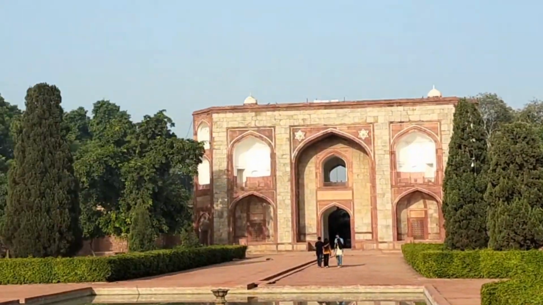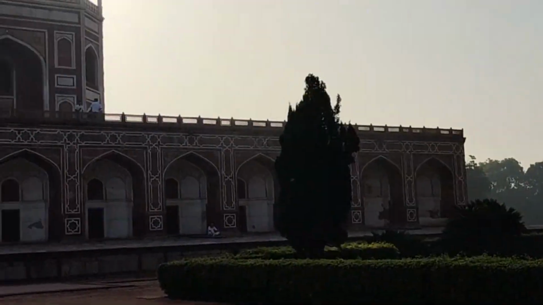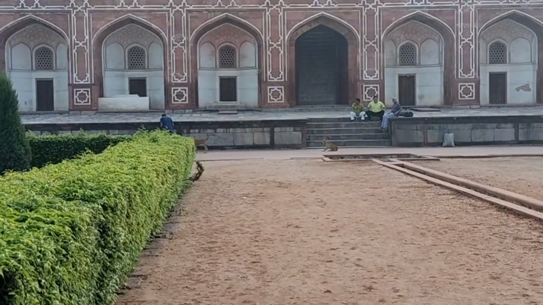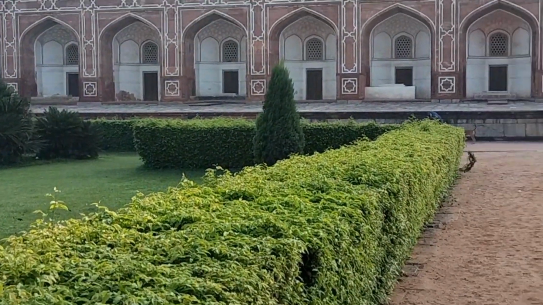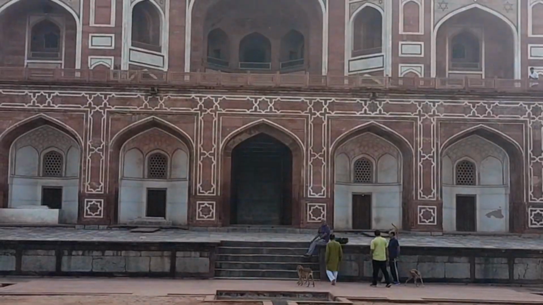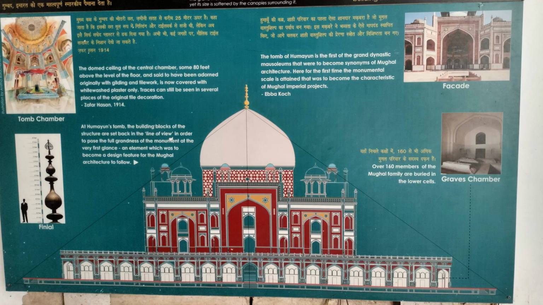The tomb of Humayun is the first of the grand dynastic mausoleums that were to become synonymous with Mughal architecture. Here, for the first time, the monumental scale is attained that was to become the characteristic of the Mughal imperial project. At Humayun's tomb, the building blocks of the structure are set back in the line of view in order to pose the full grandness of the monument at the very first glance, an element which was to become a design feature for the Mughal architecture to follow.